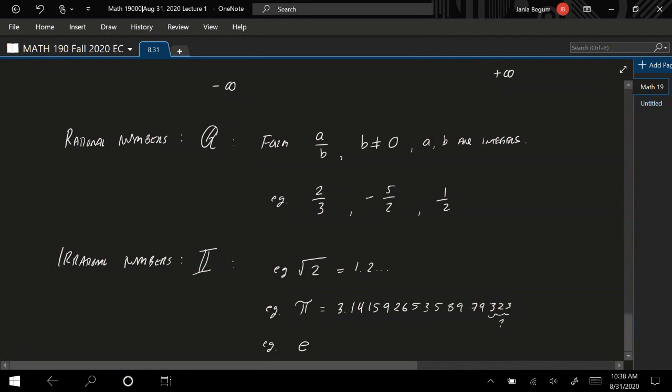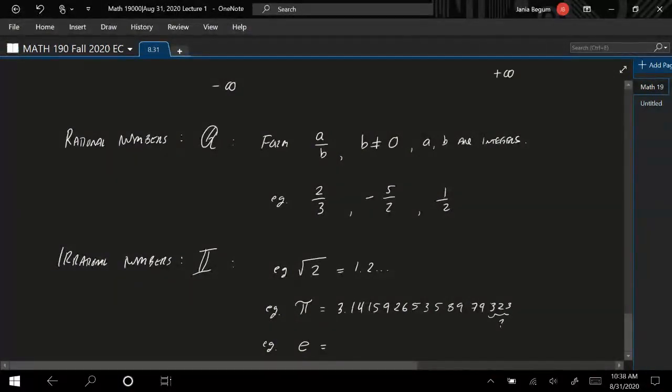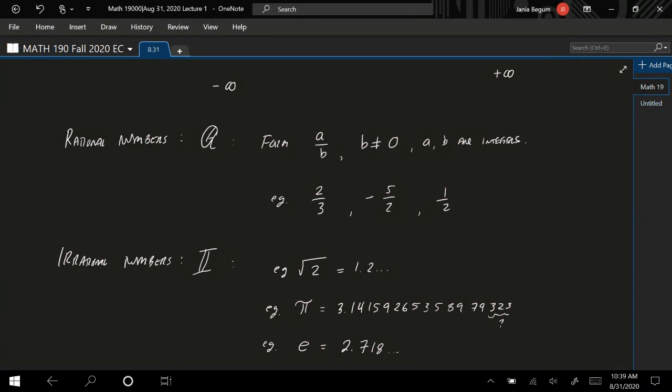And for e, do you guys know the expansion for e? It's about 2.718. Yeah, that's all I know. So not a big fan of e, but that's also an irrational number.